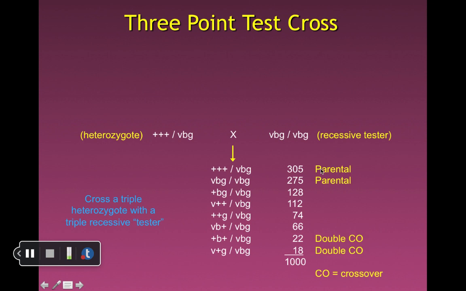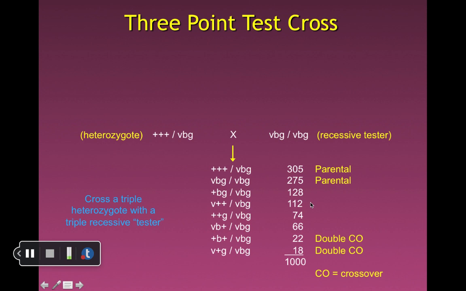Okay? And again, that was our first step, and we did that by identifying our parental genotypes, our double crossovers, and finding out which allele switches position. Now, we still have these 4 genotypes toward the middle here to contend with.